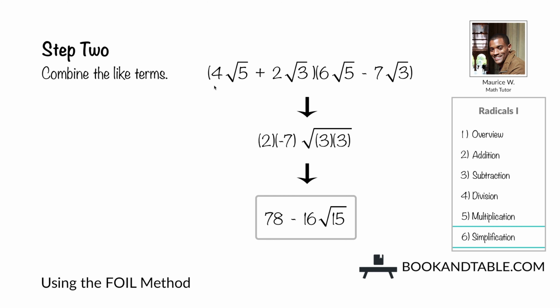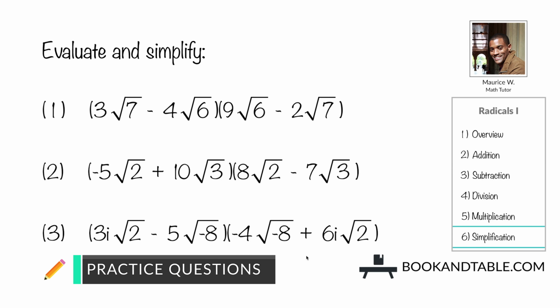So 4 radical 5 plus 2 radical 3 times 6 radical 5 minus 7 radical 3 is equal to 78 minus 16 radical 15. So that is how you would use the FOIL method. Let's have you try a few practice questions.